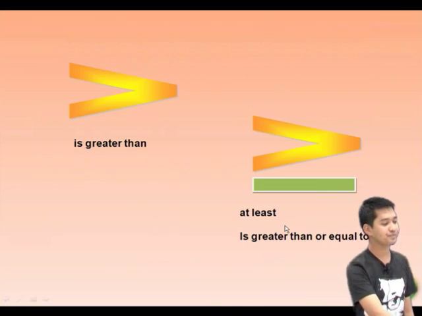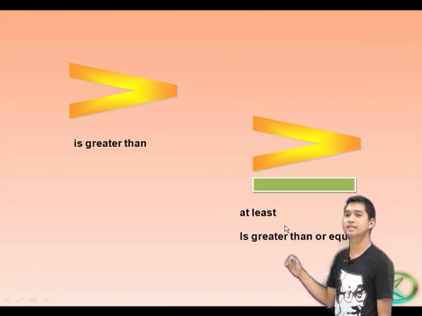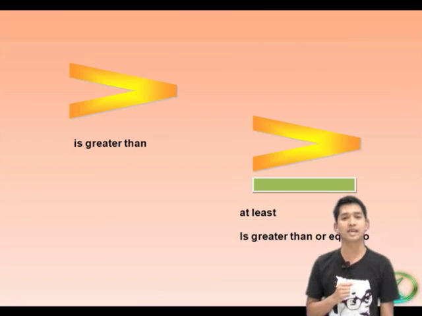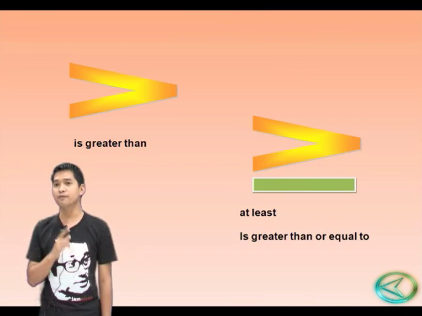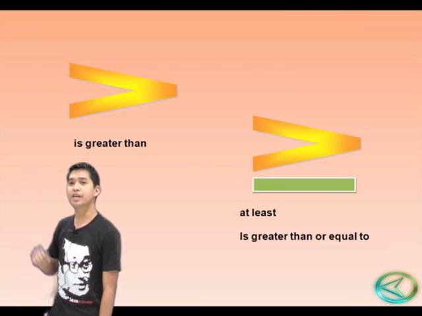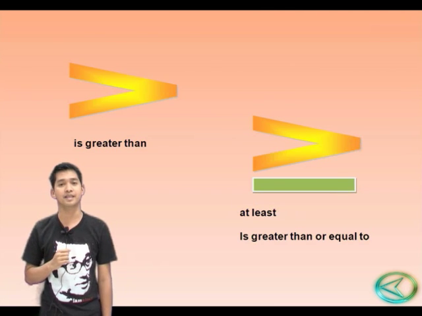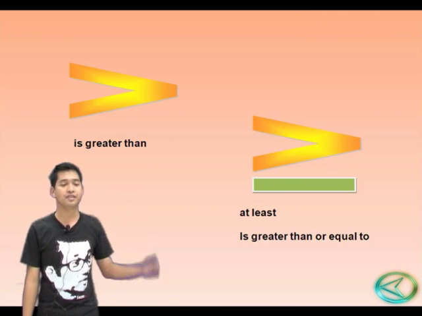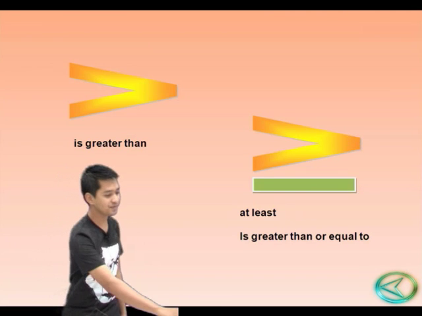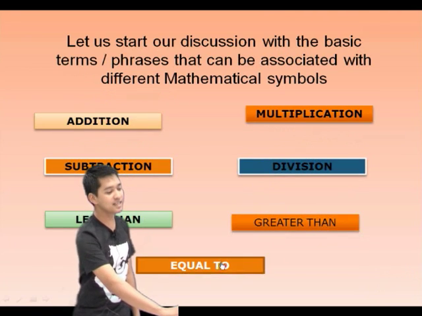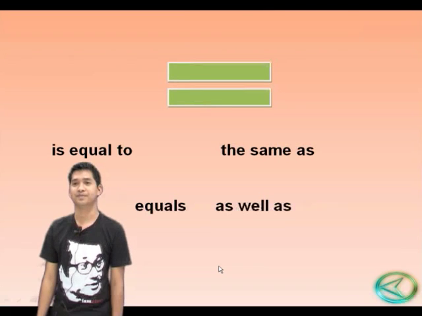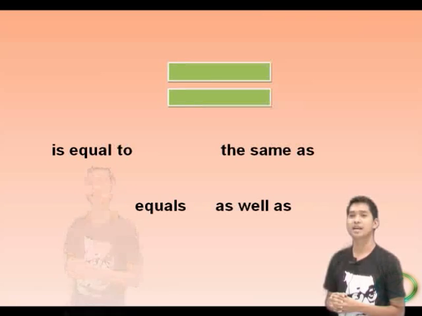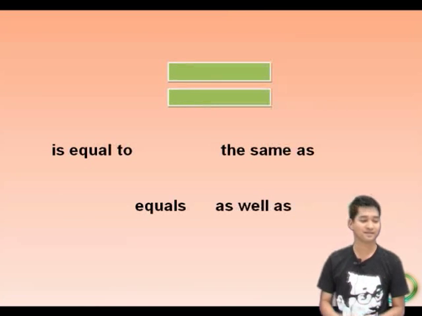Then the greater than. So this is the greater than symbol. It is associated with the phrase "is greater than." So you always take note of the word "is," because if we remove the "is" there, it would be for the addition symbol already. And then we have at least, and is greater than or equal to. And the last is the equal to. So that is the symbol for equal to, and the words are equal to, the same as, equals, and as well as.